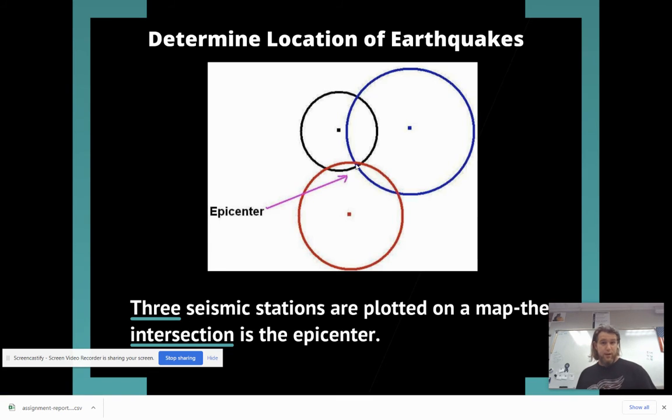Well, now that you know the epicenter, if you just drop straight down, you're going to find the focus of that earthquake. So this can also help them locate new earthquake faults. It's pretty cool.